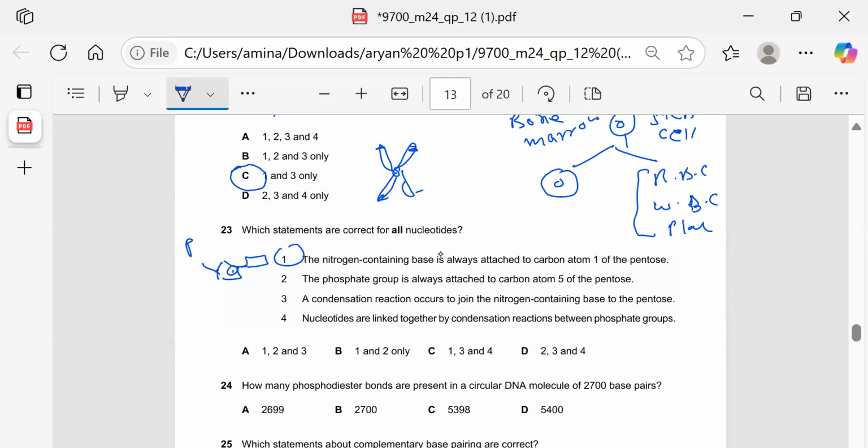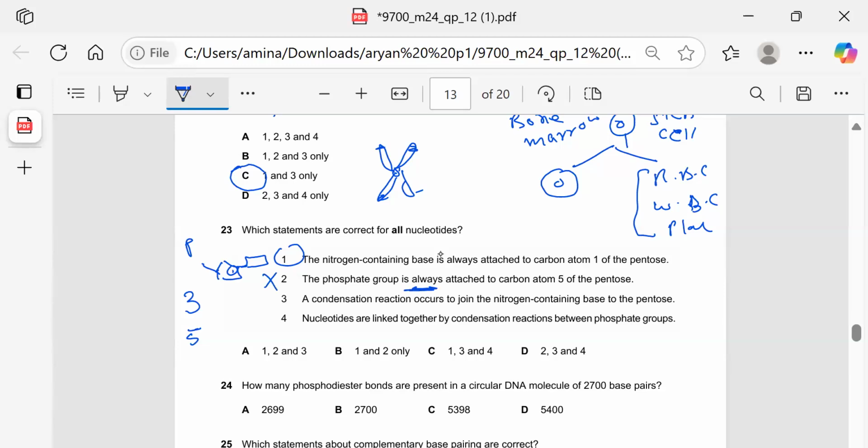Not necessarily. This phosphate can run in two directions. We have already done this. It can attach to carbon number 3, or it may attach to carbon number 5. So as they say always, this becomes wrong.